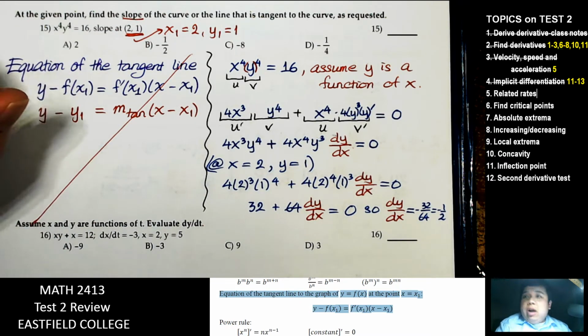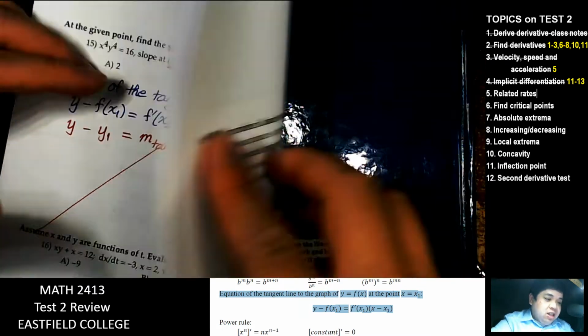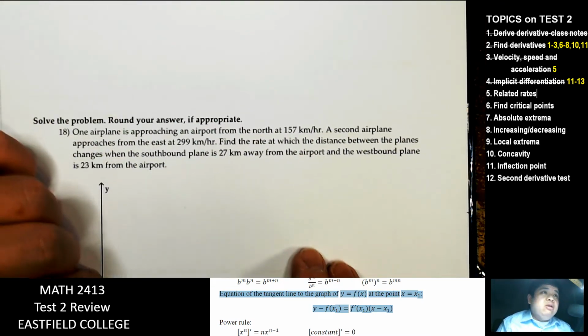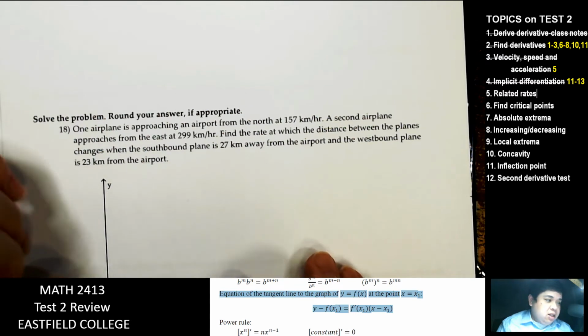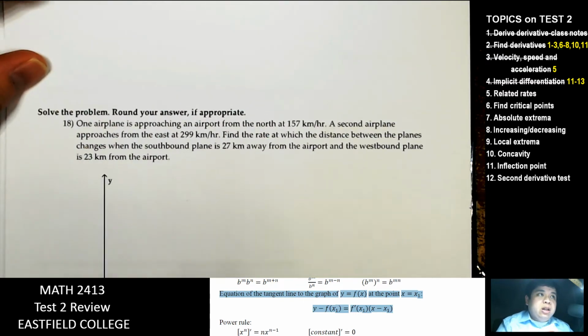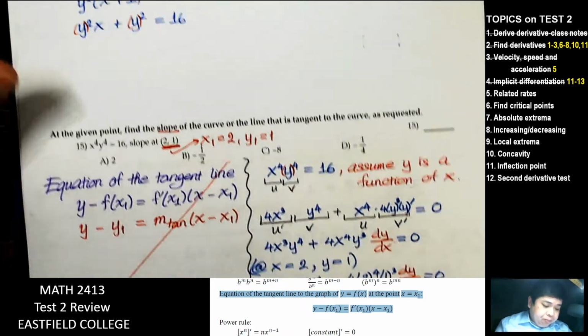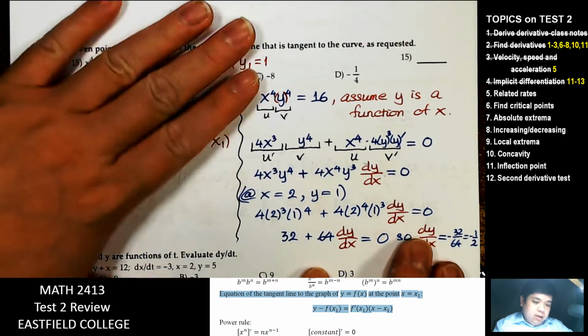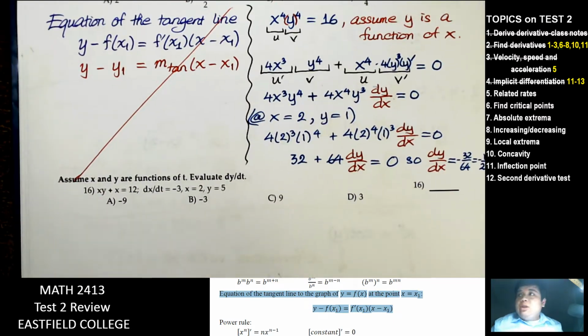Next related rate, we'll look at 16 and 17. Number 18, we did something similar to this in the class note. If we go to class note, we have the problem with the airplane, and we should be able to do the same. Right. 16 and 17.